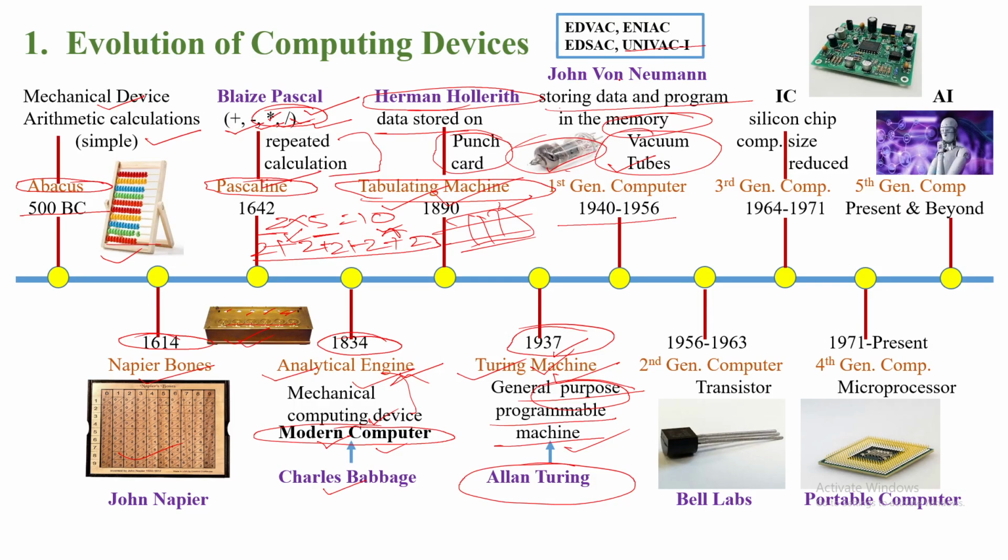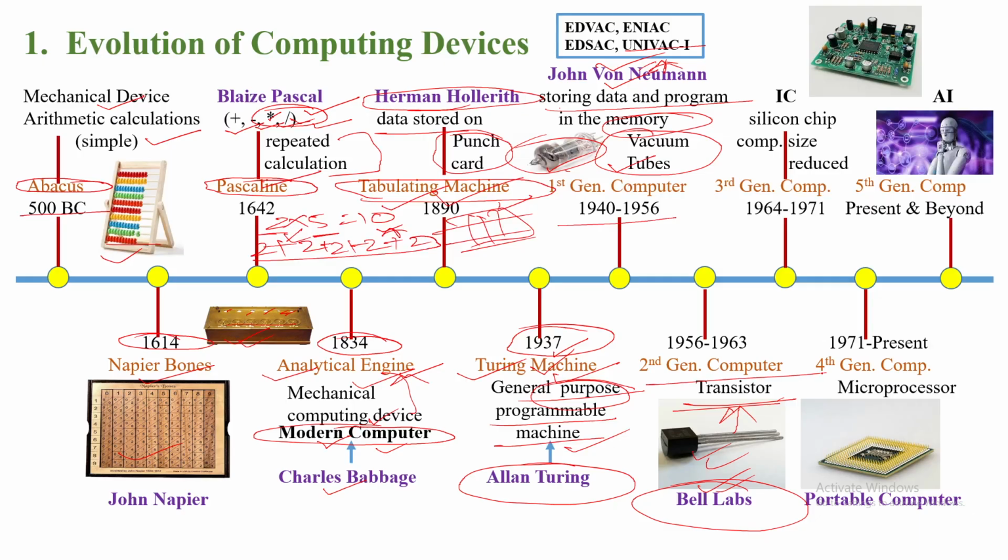Okay, who has given? That is John von Neumann, who invented this computing device. Now comes the second generation computer: the transistor. Here the vacuum tube is replaced by the transistor. And who developed it? That is Bell Labs. There they developed the transistor.